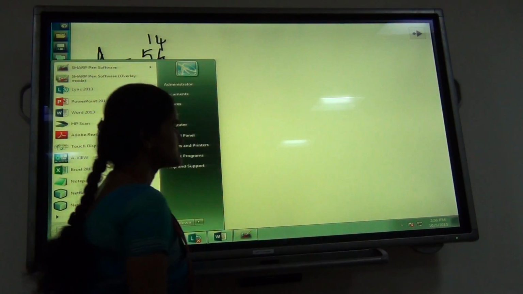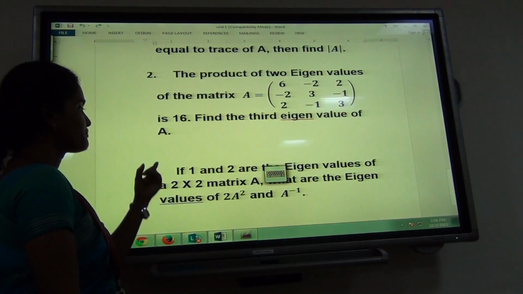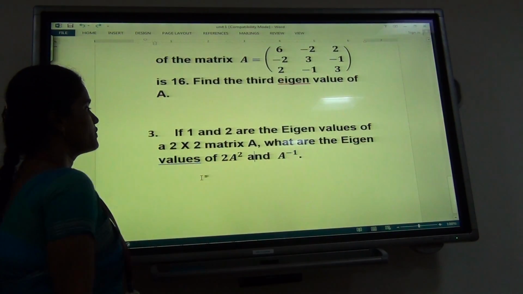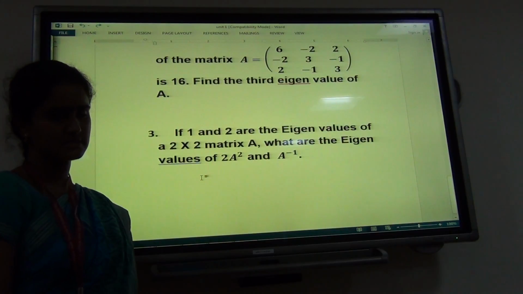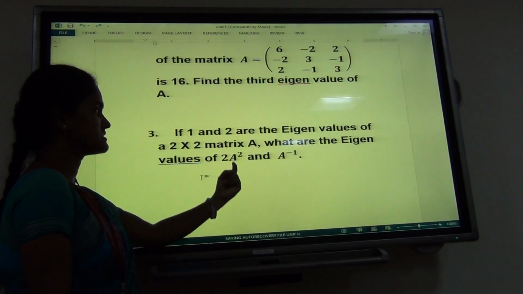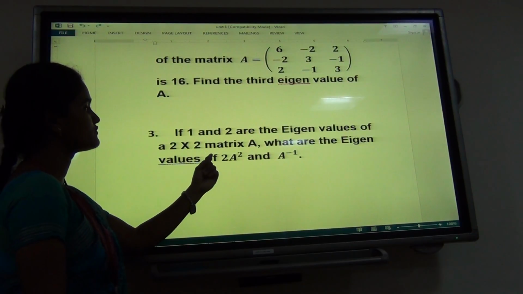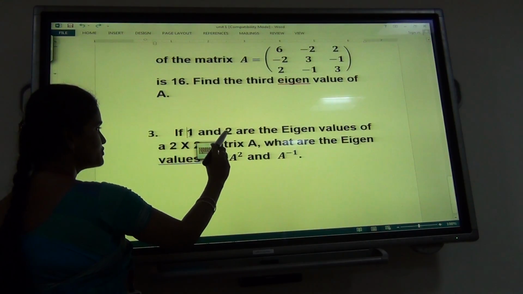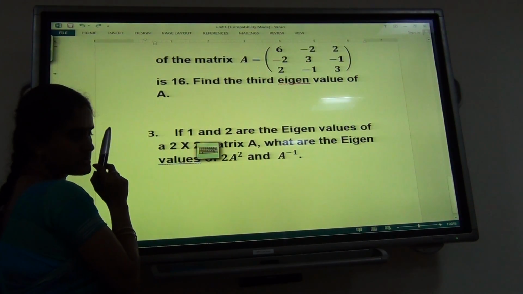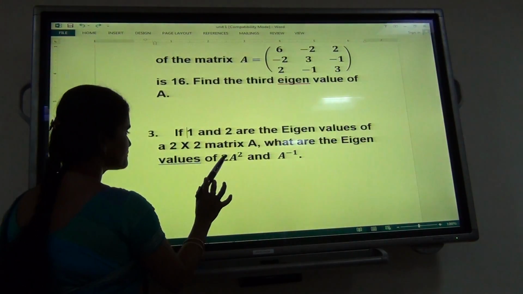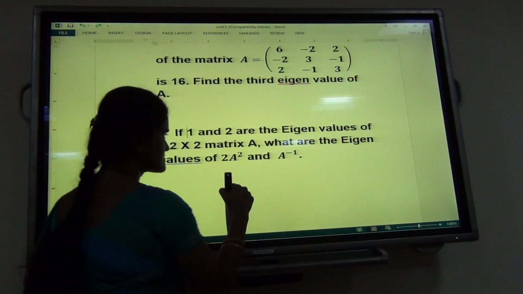There's one more question which I've given here. 1 and 2 are eigenvalues of a 2 cross 2 matrix. Earlier, what we have done for the first two problems was with a 3 cross 3 matrix. Here it is with a 2 cross 2 matrix A. What are the eigenvalues of 2A squared and A inverse? If 1 and 2 are the only 2 eigenvalues of this 2 cross 2 matrix, we are about to find the eigenvalues of 2A square and A inverse.